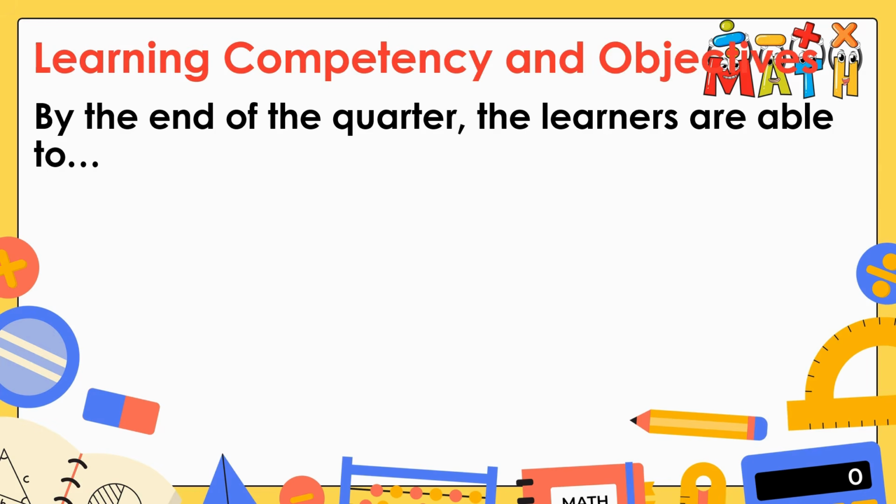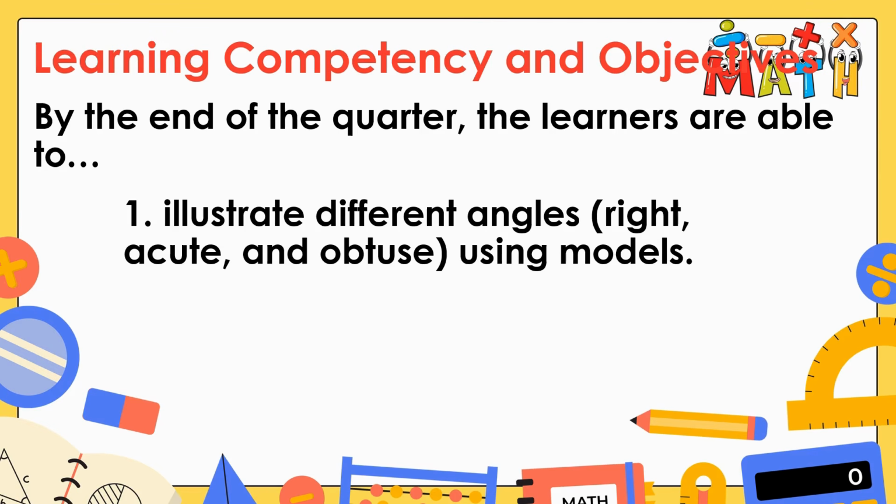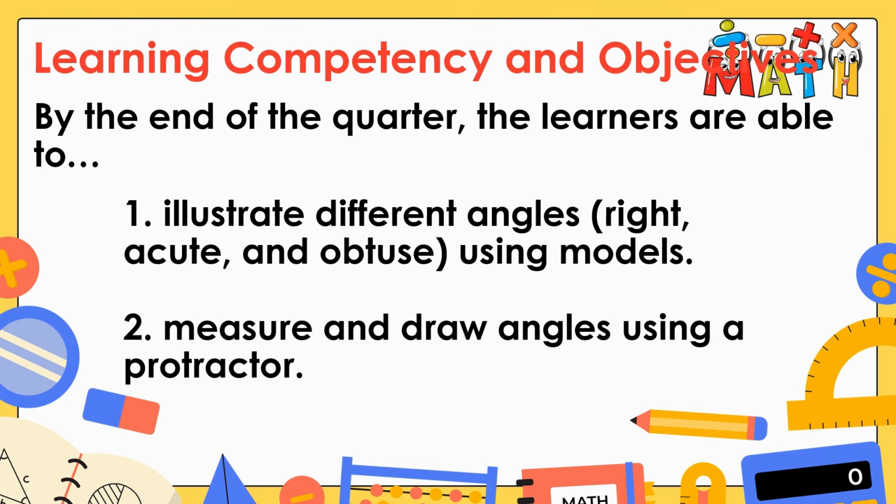Learning competency and objectives. By the end of the quarter, the learners are able to first, illustrate different angles, right, acute, and obtuse using models. Second, measure and draw angles using a protractor.